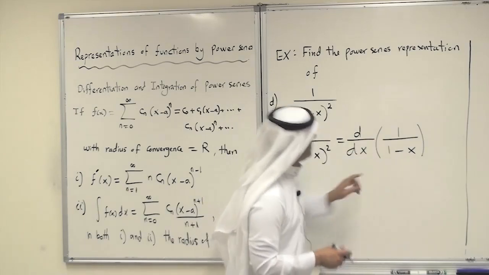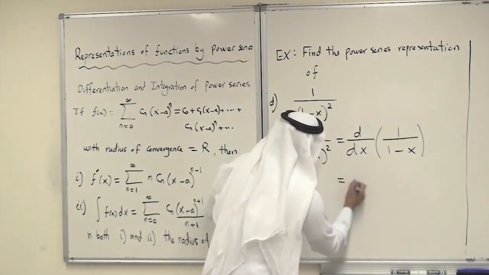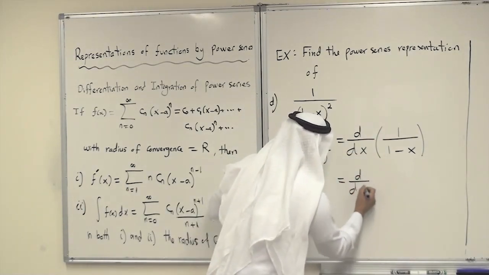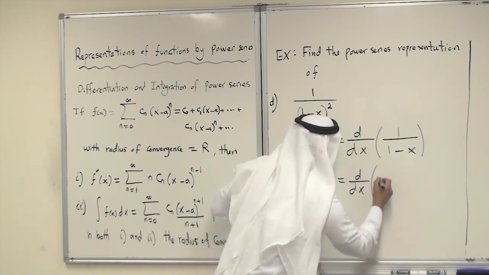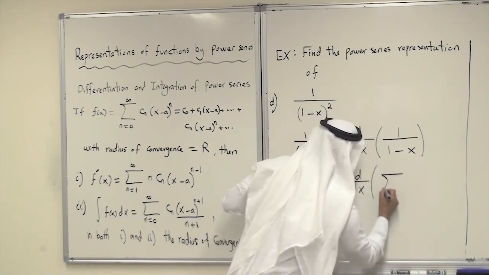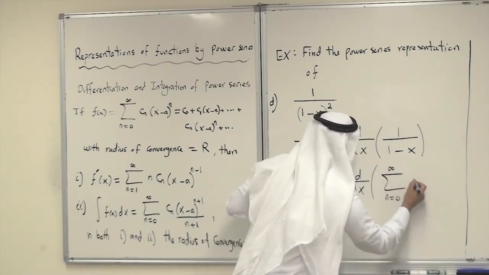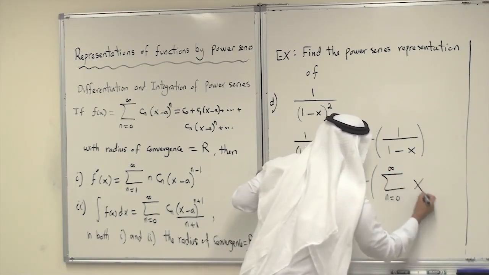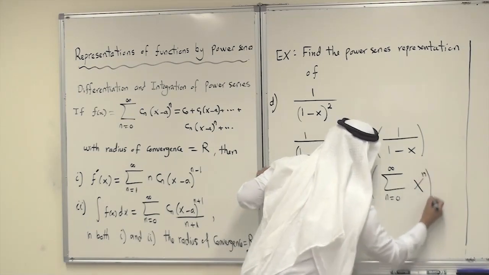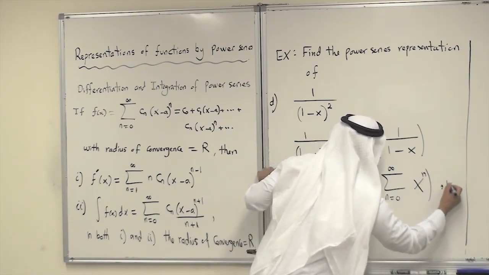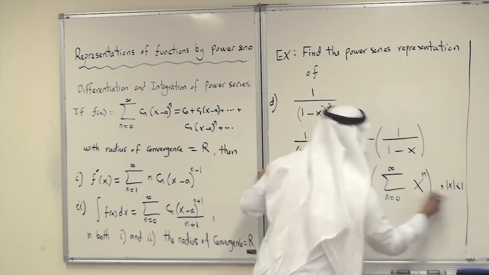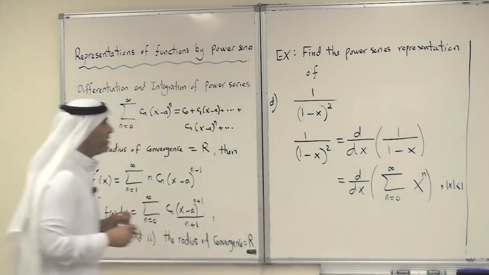1 over 1 minus x, what is it equal to? d/dx of 1 over 1 minus x. I will replace it by its power series representation. That is the sum from n equal to 0 up to infinity of x to the power n. This is the geometric series. I know that this series is valid, convergent, if the absolute value of x is less than 1.